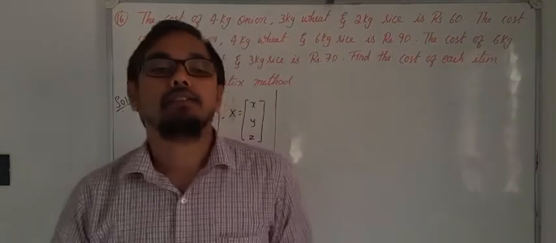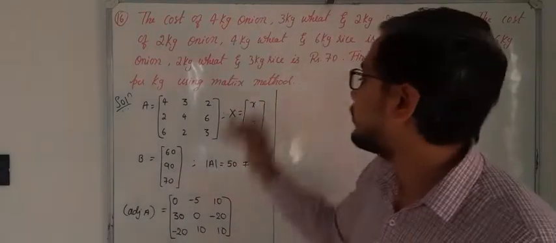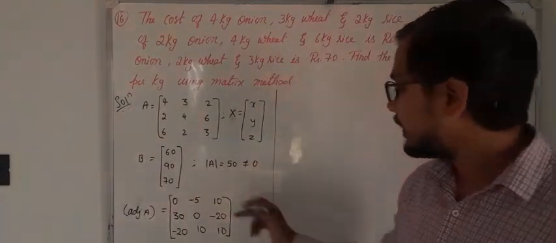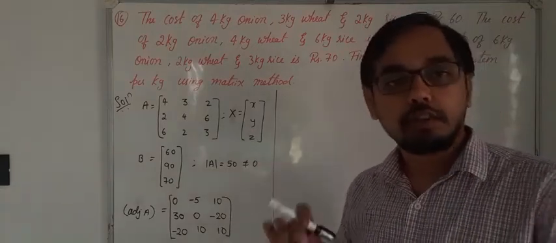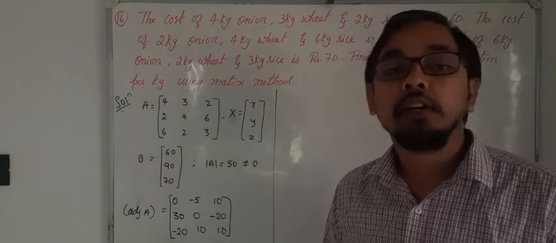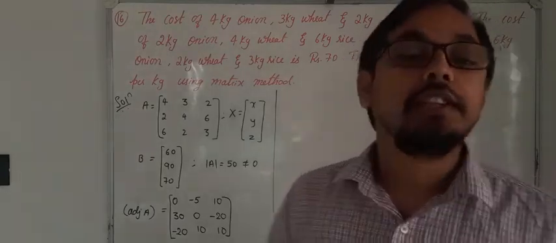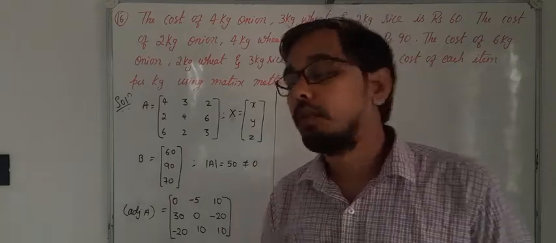Okay friends, so determinant A we have calculated previously, so I have reproduced it. Determinant A was 50 and it was not equal to 0. So when determinant A is not equal to 0, it is a non-singular matrix, and when it is a non-singular matrix, it comes under case 1. So it has a unique solution. So we can apply Ax is equal to B and X is equal to A inverse into B.